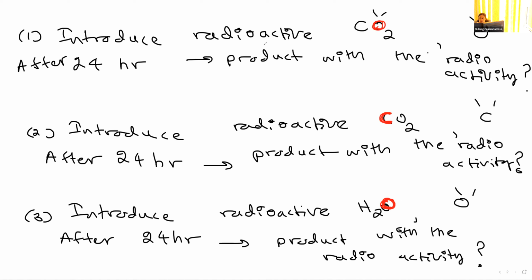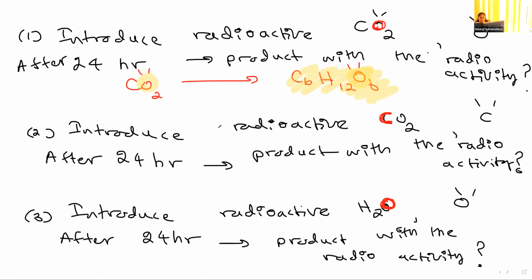So the only thing is you have to know where this oxygen atom is going to end up. So with carbon dioxide, the oxygen is going to go into the glucose, right? So that's what I highlighted earlier. So after 24 hours, you're going to see the radioactivity in the glucose, because the carbon dioxide's oxygen is going to end up in glucose.